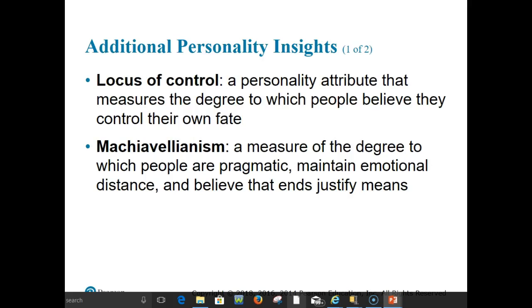Now, some people believe they have control over their own fate. We covered this in a previous chapter. Others see themselves as pawns, believing that what happens to them in their lives is due to luck or chance. The locus of control in the first case is internal. These people believe they can control their own destiny. The locus of control in the second case is external, and these people believe that their lives are controlled by outside forces. So locus of control is a personality attribute that measures the degree to which people believe they can control their own fate.